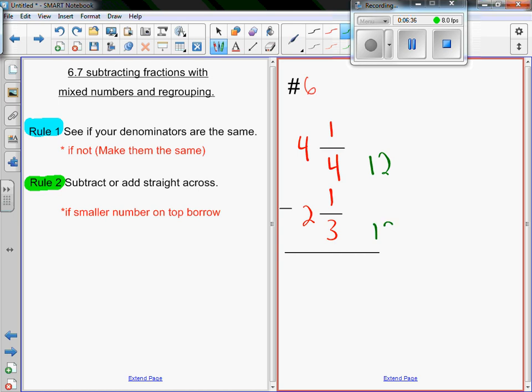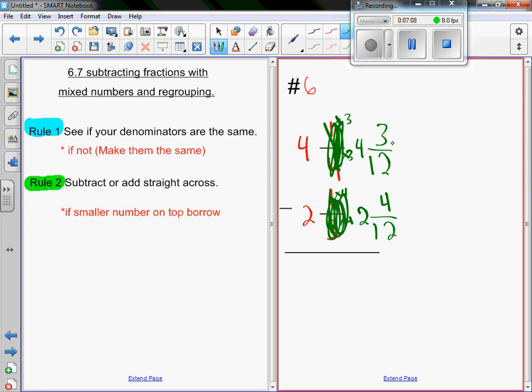So I draw it out here. I want to make both of them 12. 4 times 3 is 12, and 3 times 4 is 12. Now I need to remember that what I do to the bottom, I do to the top. So 1 times 3 is 3. 3 times 4, I have to do the same to the top. 1 times 4 is 4. Now what I just did is I got rid of all these, and I have a new denominator. The whole numbers stay the same, so 4 and 2 stay the same.